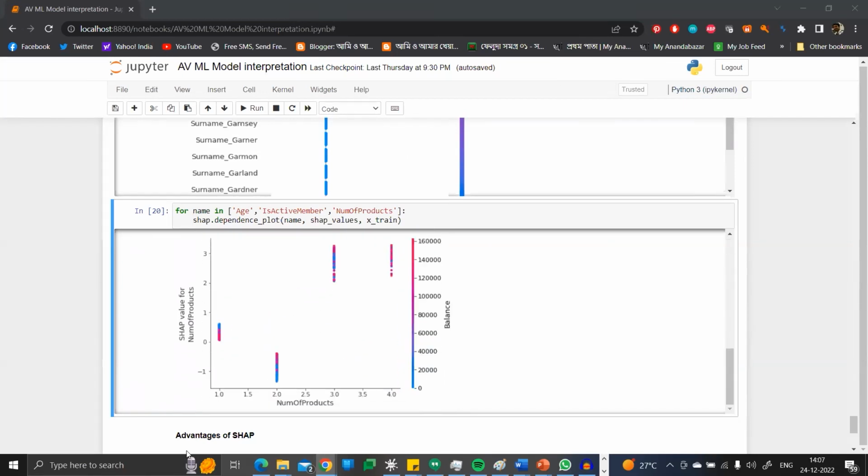So think about the number of products. It is also correlating with balance. So these two are combined. These two are impacting, not one variable alone. This is counterintuitive to PDP.